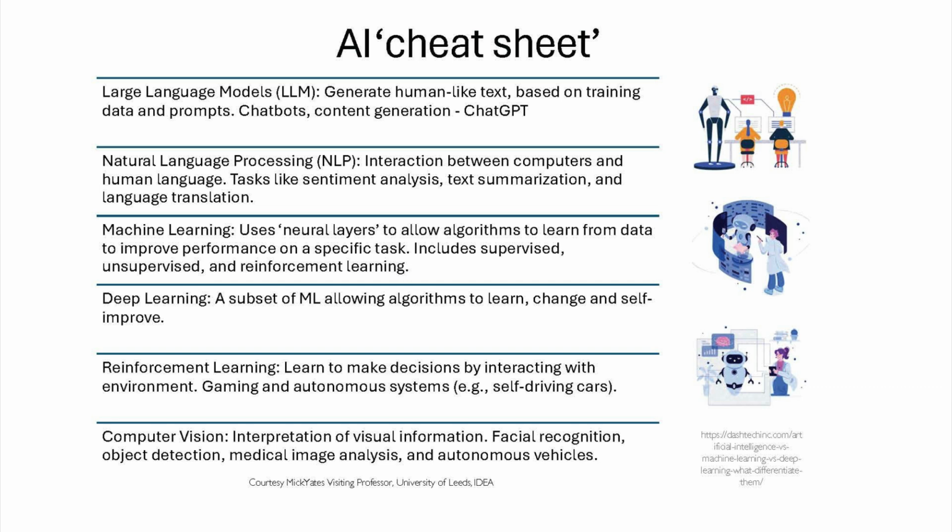Text summarization, language translation, all of those things. Machine learning, neural nets, neural layers. You can learn from the data and improve the performance, keep tweaking it, get it better and better, faster and faster. Deep learning, we talked about that, reinforcement, and computer vision, interpreting visual information.